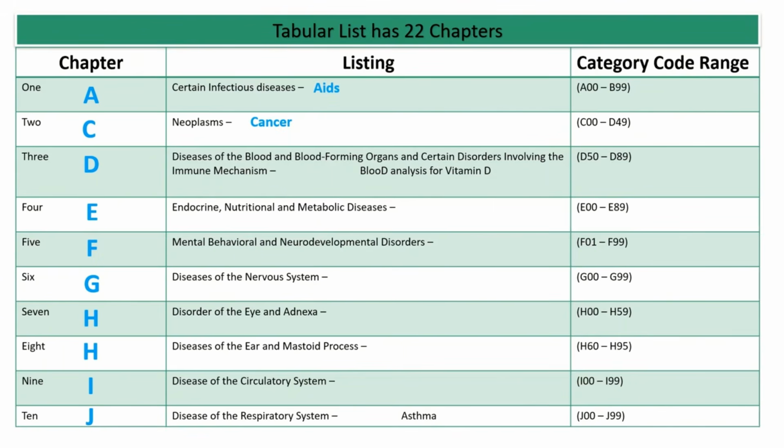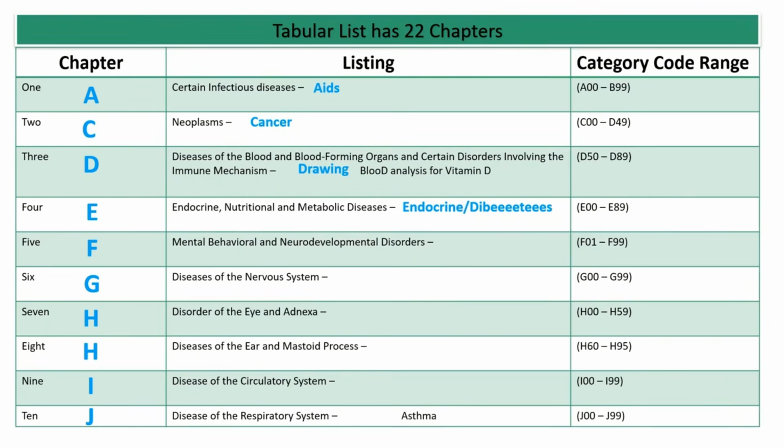Chapter 3, diseases of the blood and blood-forming organs and certain disorders involving the immune mechanism. When we think of D, we think of drawing blood analysis for vitamin D. Code series D50 through D89. Chapter 4, this is your endocrine, your nutritional and metabolic diseases. E00 through E89. When we think of the letter E for chapter 4, we think of endocrine and diabetes, that long E.